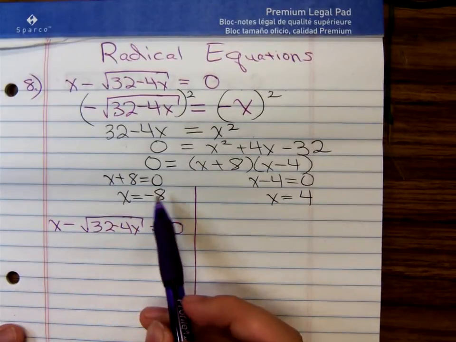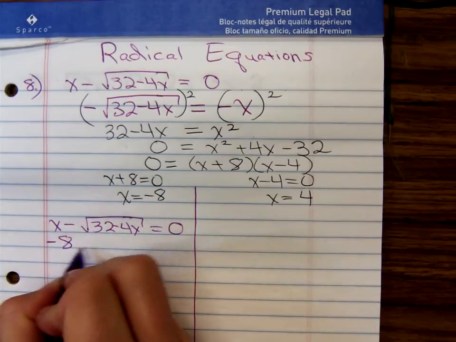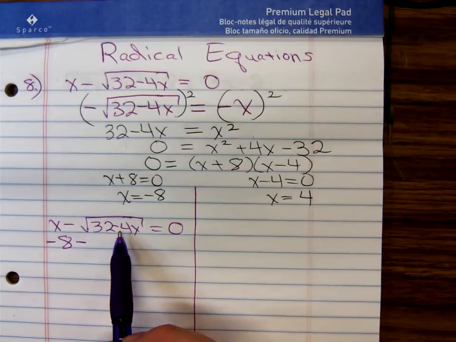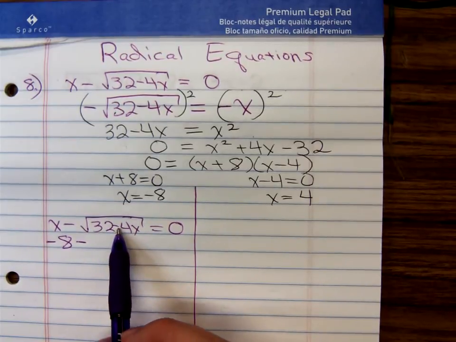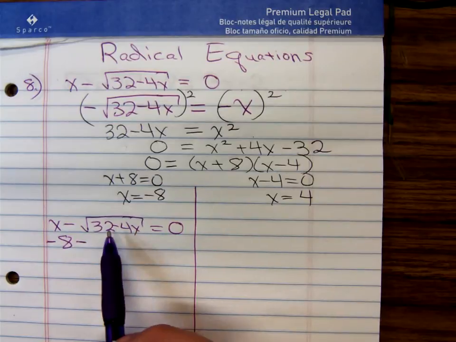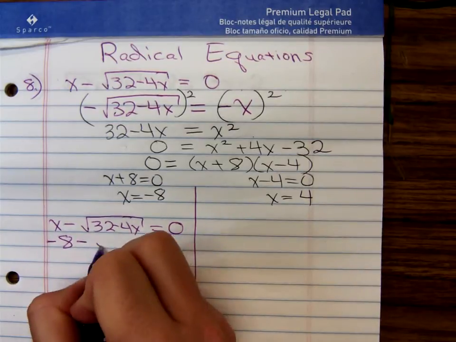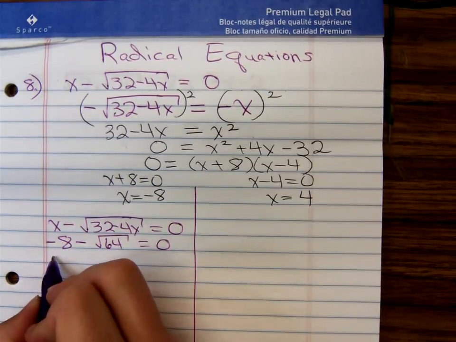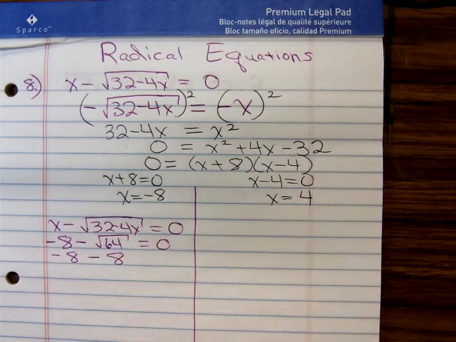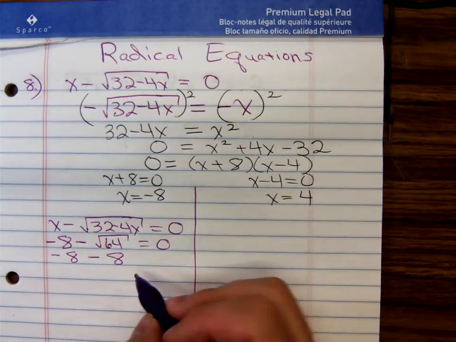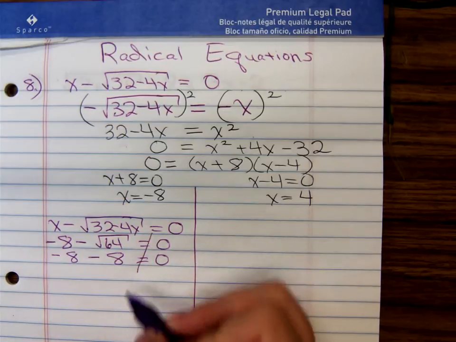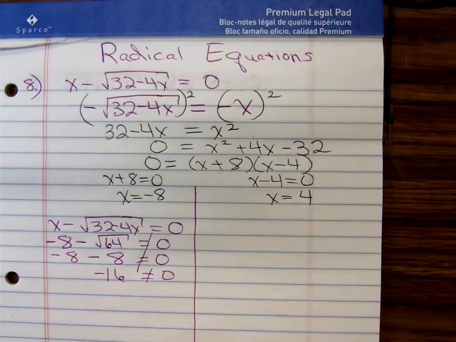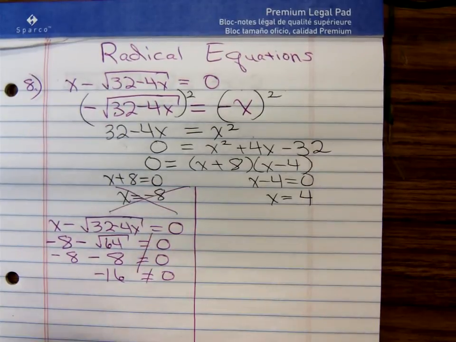Plug in negative 8 minus, I can already tell this isn't going to work. That'll be a 32 minus 4 times negative 8. That'll become a positive 32. 32 plus 32, that's the square root of 64, equals 0. Now be careful, don't say true. Negative 8 minus 8, does that equal 0? No, it does not equal 0. The left side is negative 16. Negative 16 doesn't equal 0. So we discard negative 8.